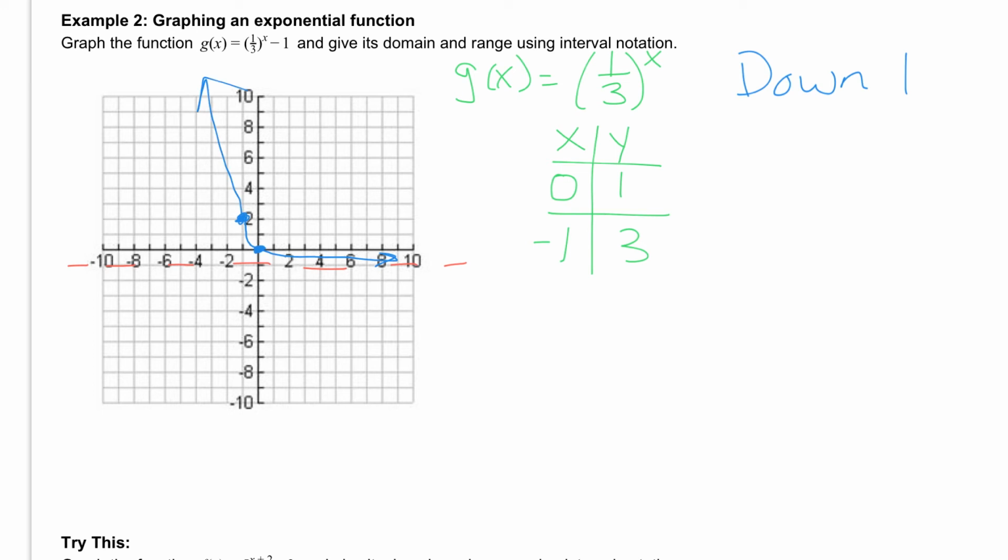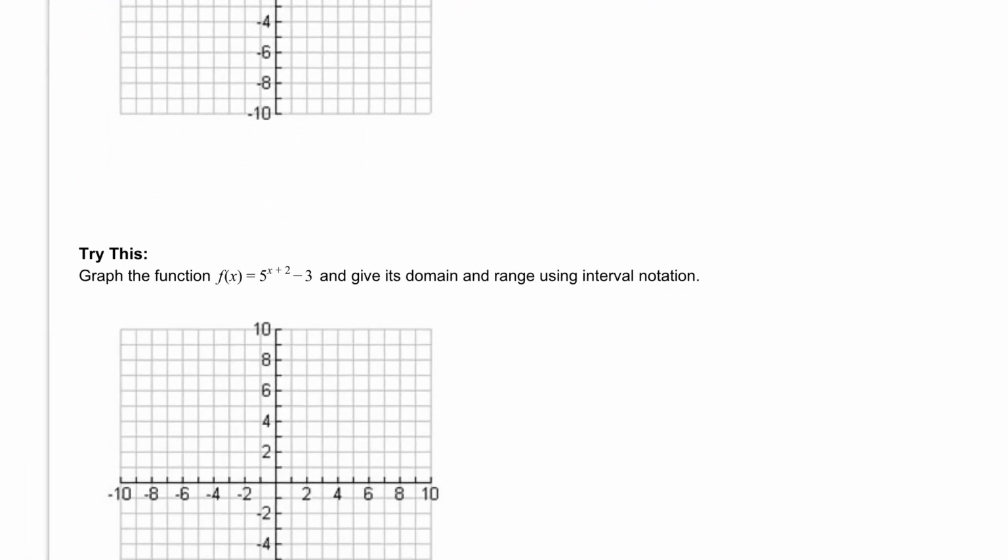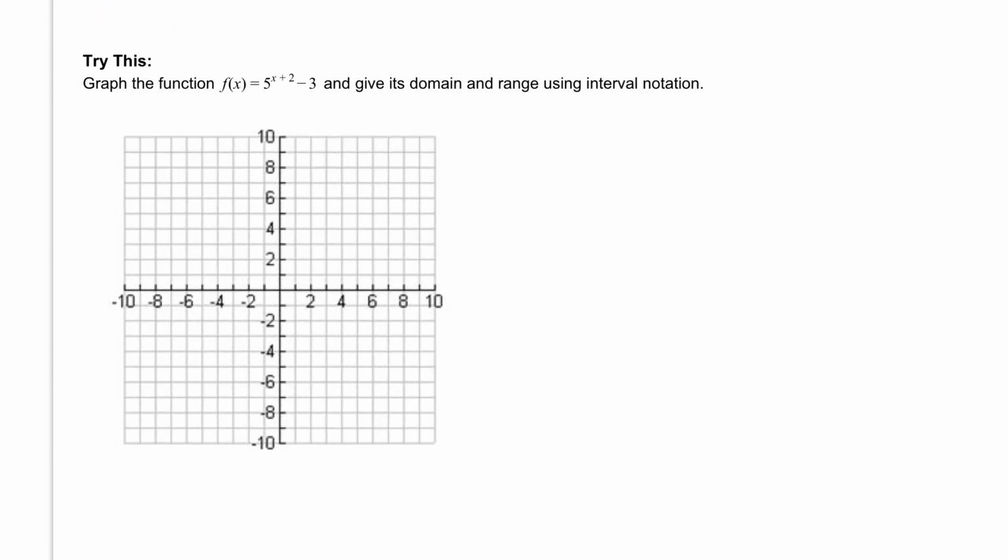I would like you to do the try this. So again, think about the transformations. Think about what function you were using originally. So just to help you out in the beginning of the try this, if I have this function 5 to the x plus 2 minus 3, your original function that you're going to be looking at is 5 to the x. And then think about how you're moving it and go ahead and plot that graph. If you have any questions, let me know. You can pause it now and unpause it when you're ready to check your answer.